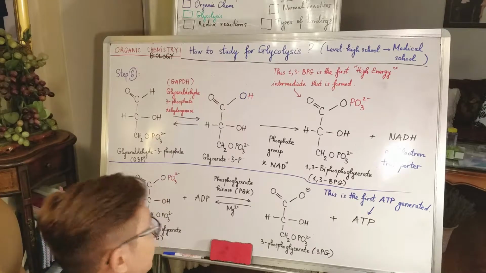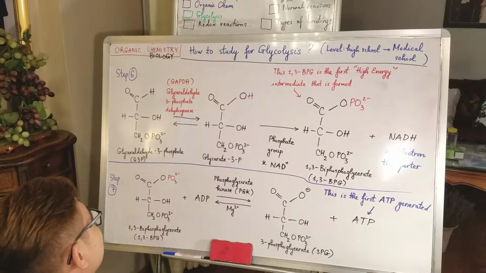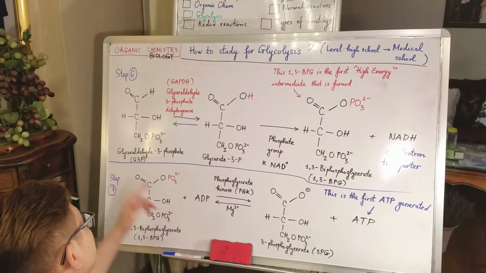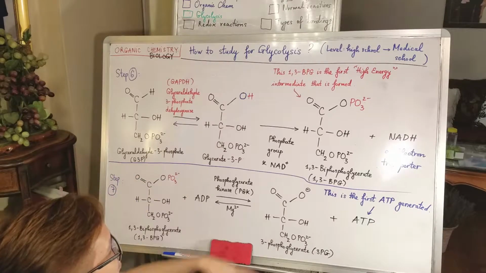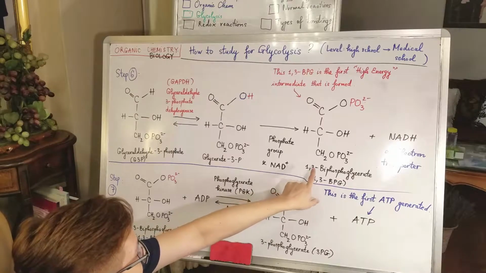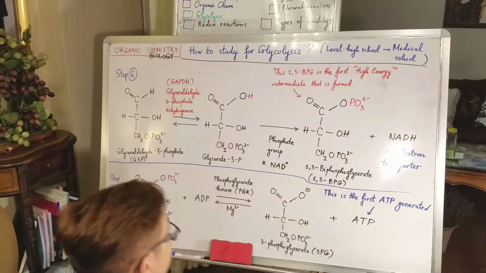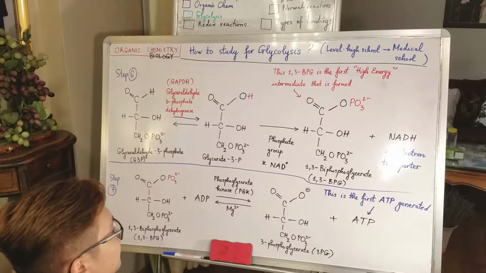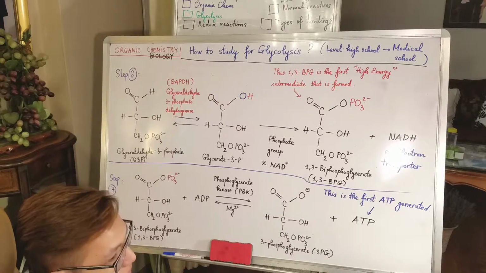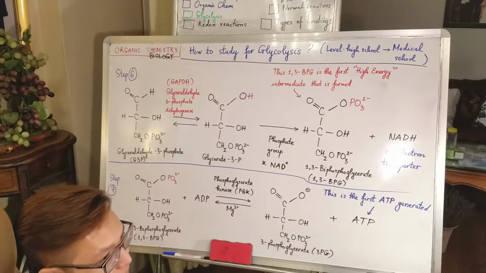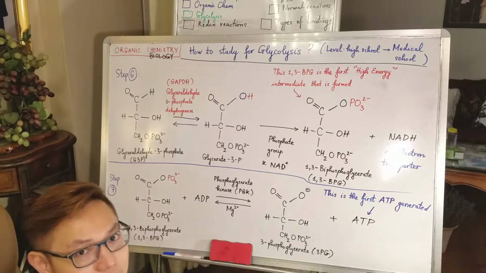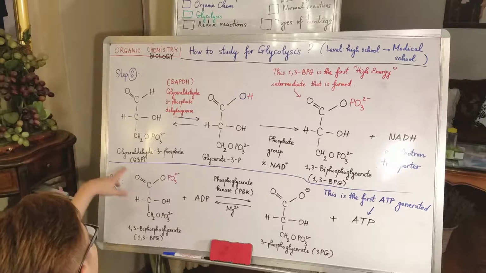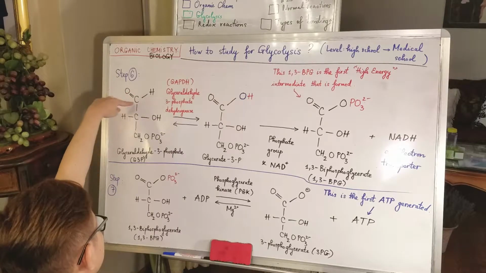So here we go. Step number 6 involves turning the glyceraldehyde 3-phosphate into 1,3-biphosphoglycerate. But first of all, most of the books or materials will not explain to you why it happened this way. I will. So first of all, you see an aldehyde group here.